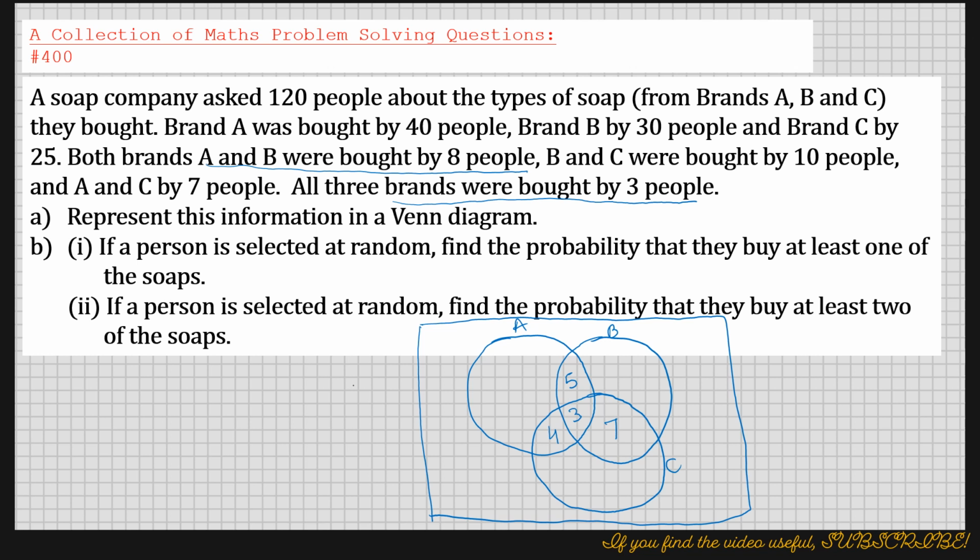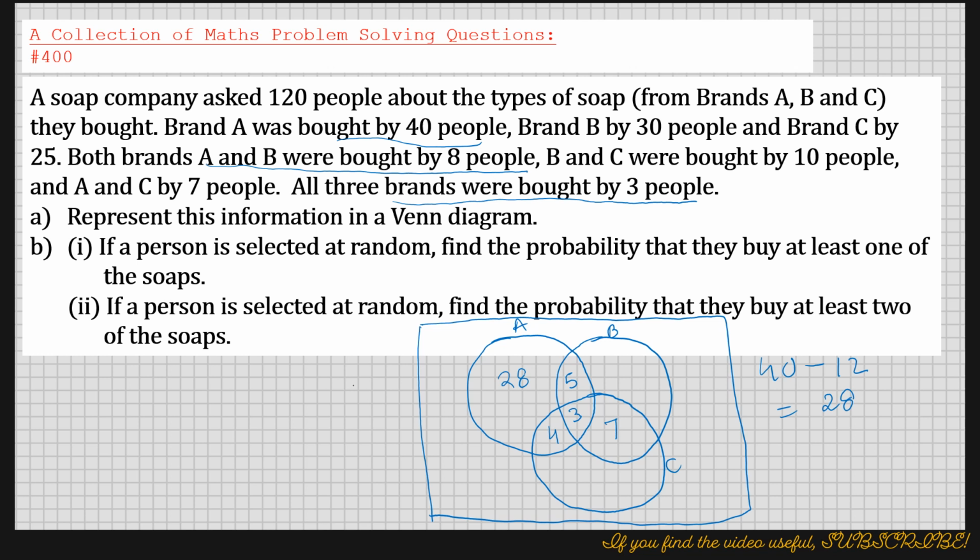The next is how much is left in A. Brand A was bought by 40 people. Out of that 40, you'd also have 5 plus 3, 8, plus 4, 12. So 40 minus 12 is 28. So that is A would be 28. That's not just A, it's only A, the people who use A only.